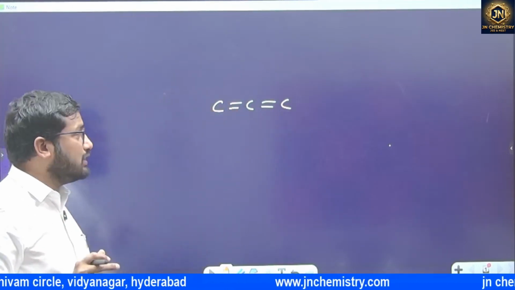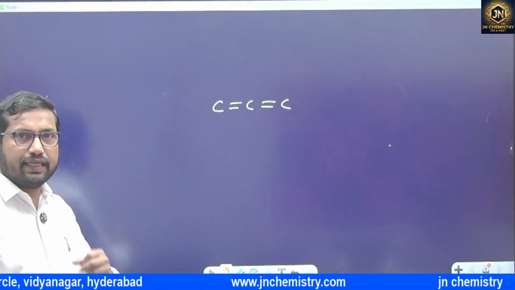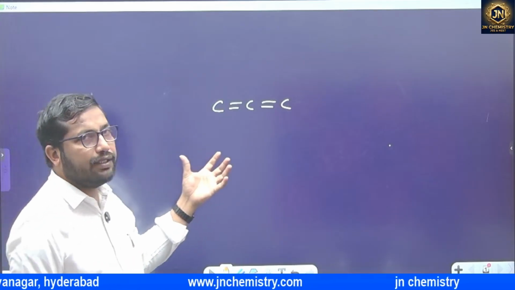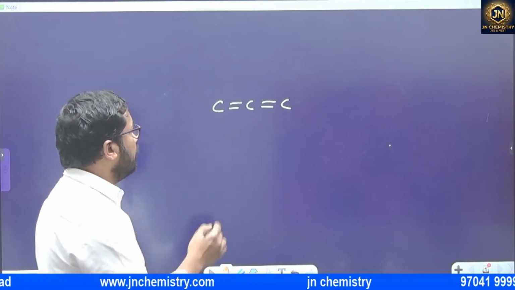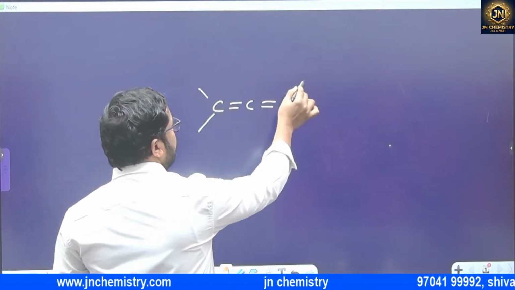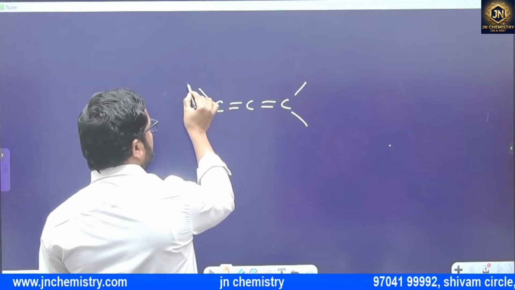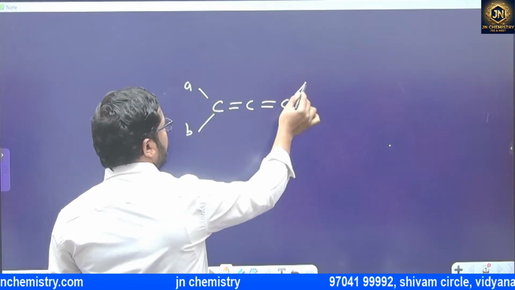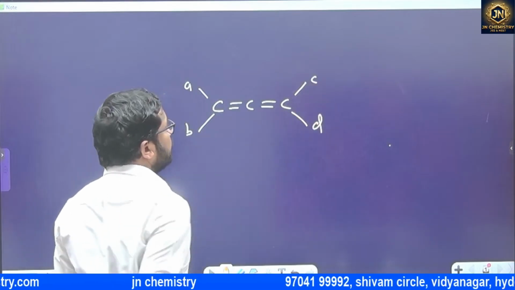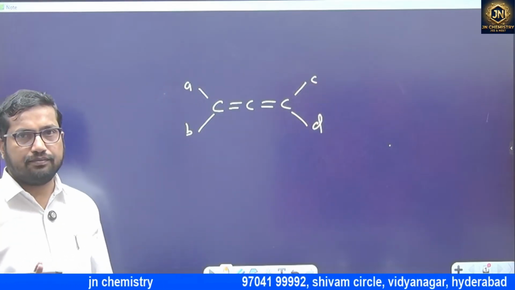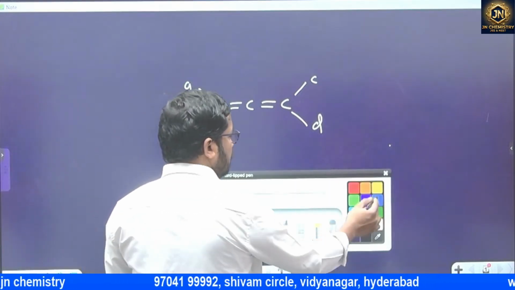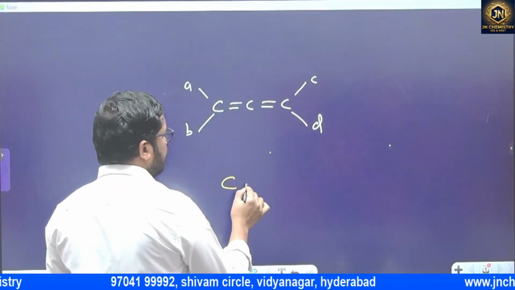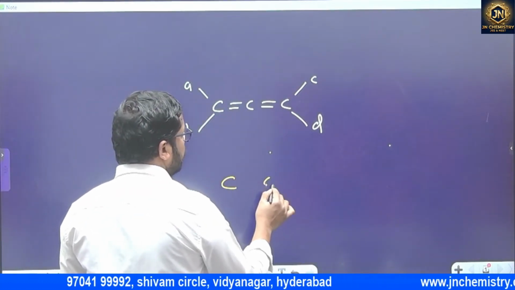Allenes means cumulative double bonds. Generally, alkenes are of three types: cumulative, isolated, and conjugated. Cumulative double bonds are there. In these cumulative double bonds, for example, A, B, C, D. Is this showing geometrical isomerism? No. Why? It is not showing the geometrical isomerism.